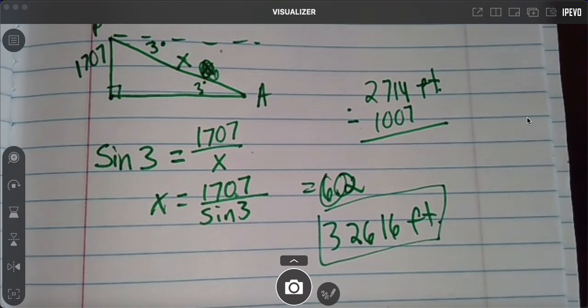5,280. I couldn't remember if it was a 6 or a 2. 5,280 feet in a mile.